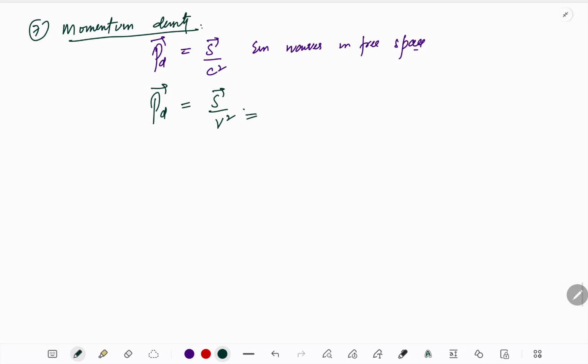There are certain other things I should mention for completeness. Here B naught should be E naught by v. In EM waves in free space, B naught was E naught by c. This is because these are the maximum values of the electric field and the magnetic field.